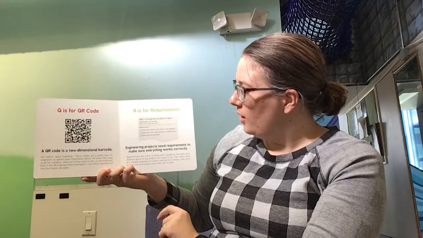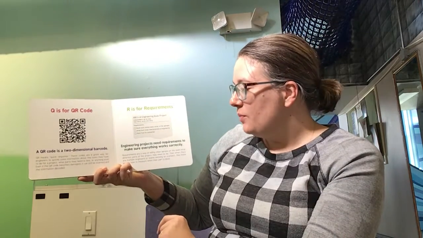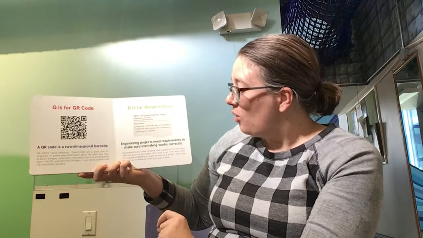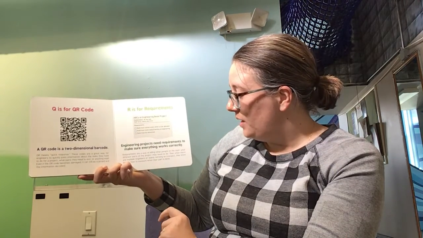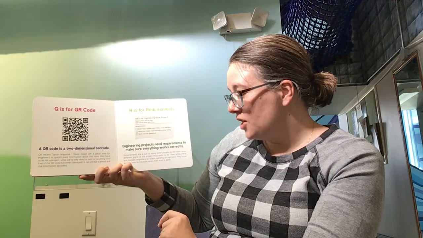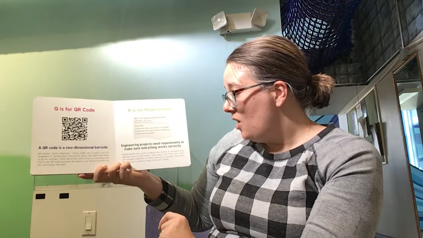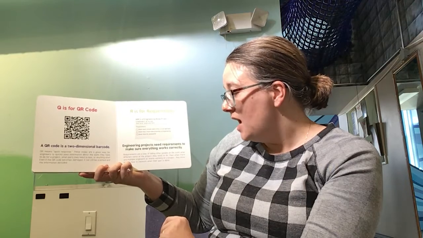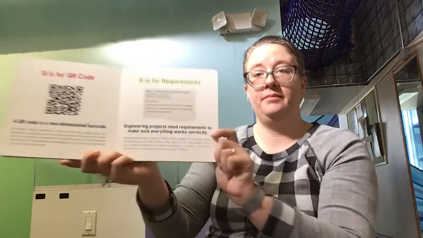R is for requirements. Engineering projects need requirements to make sure everything works correctly. Requirements are a way of telling other people on the team what different parts of the project they need to do. Then, when there are multiple engineers or teams working on a project, they know exactly how to measure when their part is done.